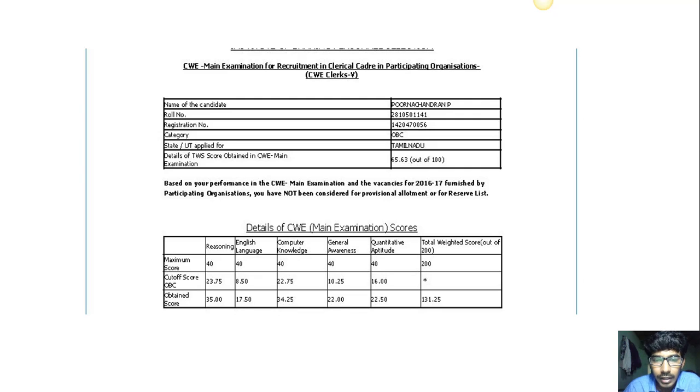Is it clear? I have cleared the sectional cutoff. In all the sectional cutoffs I have cleared, but in the overall cutoff I failed to get that mark. Okay, I missed by 6 marks, I think.